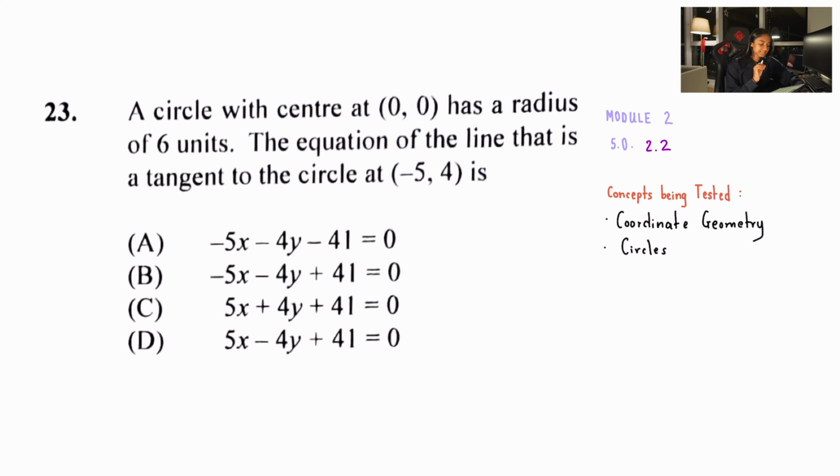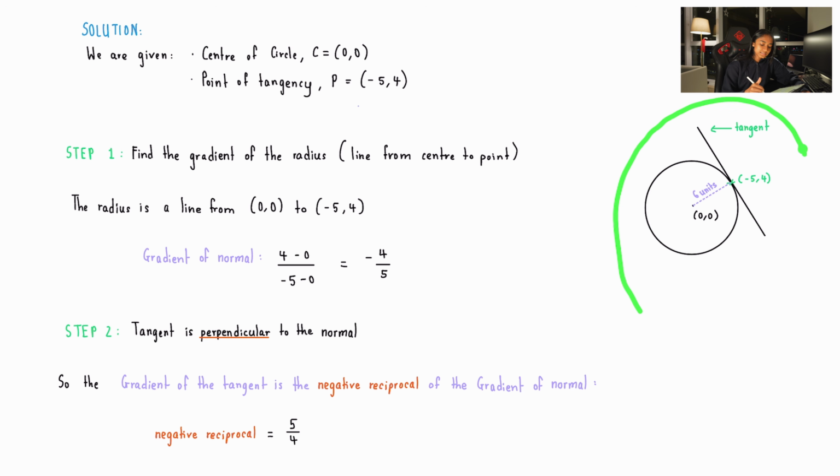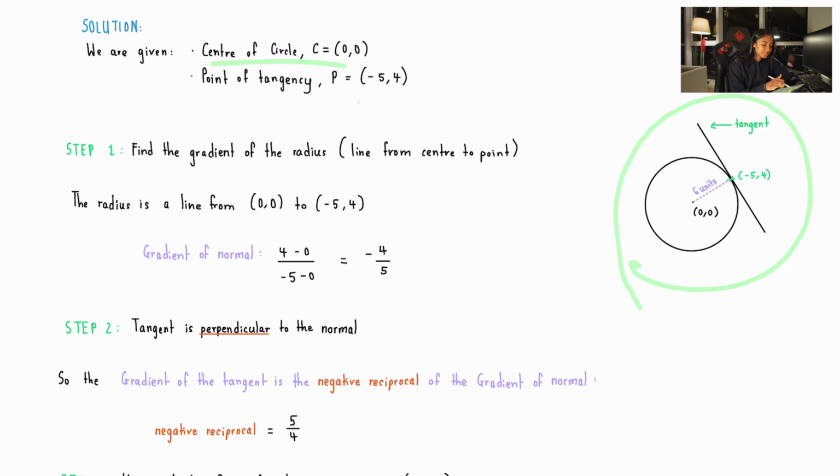The equation of the line that's a tangent to the circle at minus 5, 4 is one of these, and you need to figure out which one. So the first thing I want you all to do is draw out a little sketch. Okay, that's always going to help. So we can see that this is the sketch here. We are given the center of the circle and the point of tangency, which is minus 5, 4.